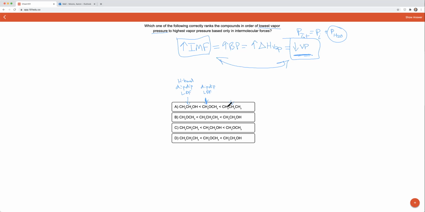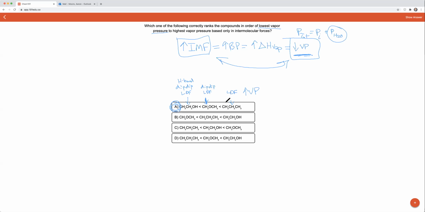And what about this one? Well, this one has only carbons and hydrogens, so it doesn't have dipole-dipole, which means it just has London dispersion forces. So this one has the lowest amount of intermolecular forces, so it's going to have the highest vapor pressure. This one has an intermediate amount of intermolecular forces, so it's going to have an intermediate vapor pressure, and this one has the highest amount of intermolecular forces, so it's going to have the lowest vapor pressure. Remember, the relationship is opposite. I actually think this one is the correct answer, I got lucky, because it correctly ranks them. Since this one has the lowest intermolecular forces, it's going to have the highest vapor pressure.